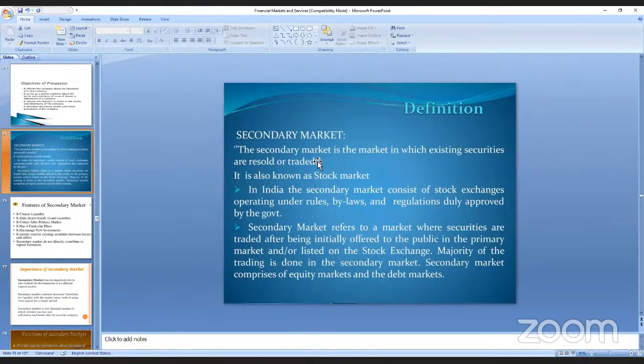Do you understand? In India, the secondary market is the stock market where it is operating. It operates just like that, not like that.